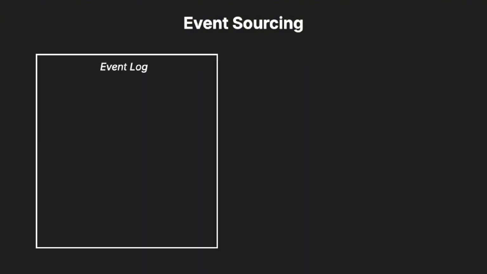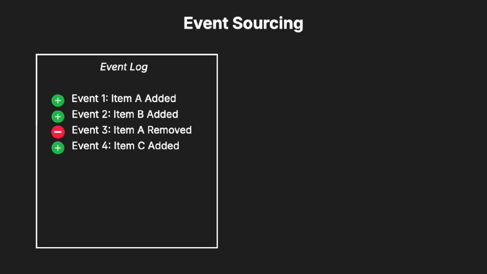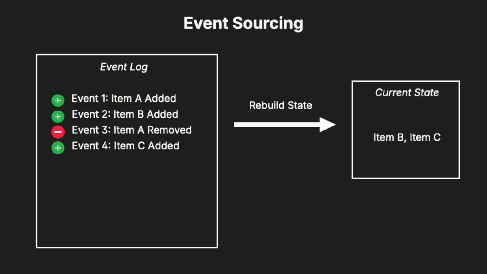Here's how it works. When an event occurs, it's stored in the event log. An event handler processes this event and updates the application's state accordingly. The current state is essentially a function of all past events. This allows us to not only know the current state, but also how we got there.